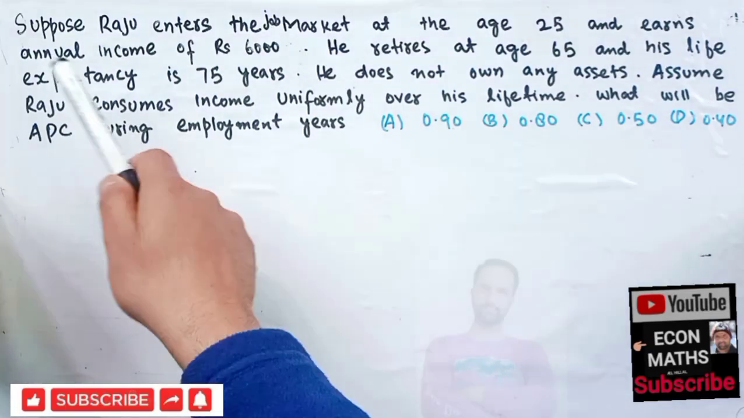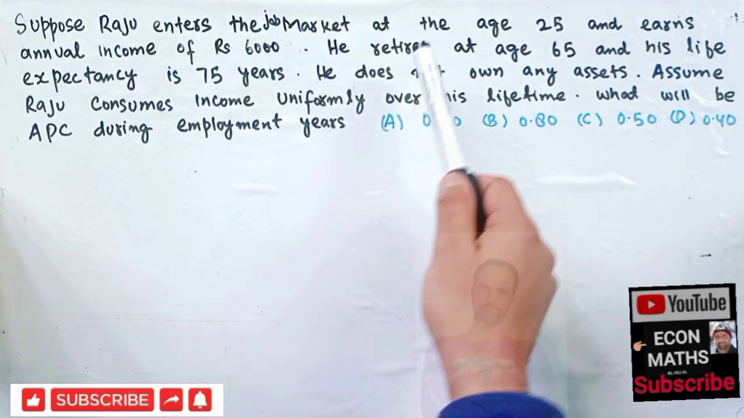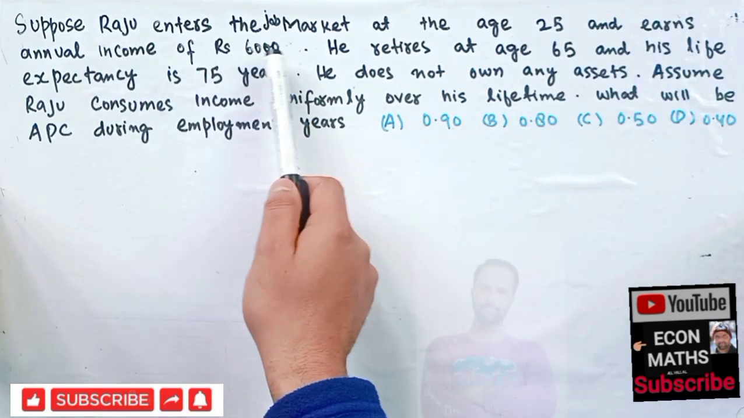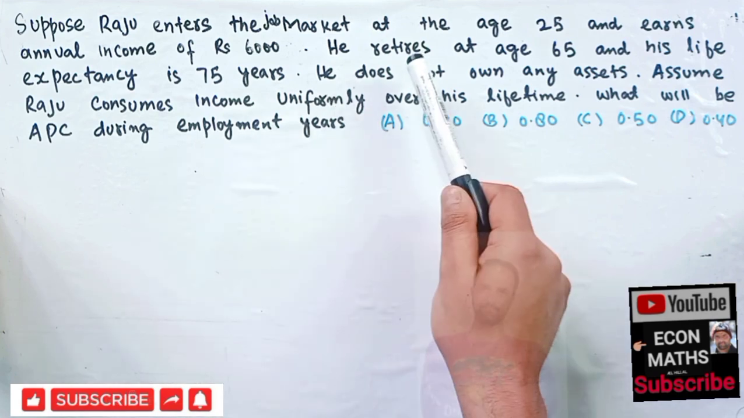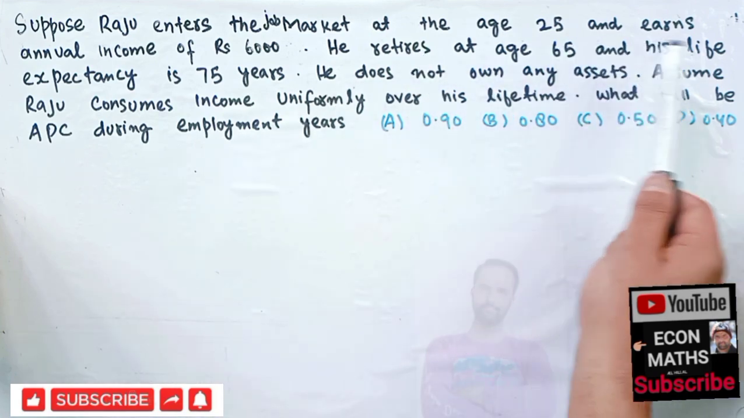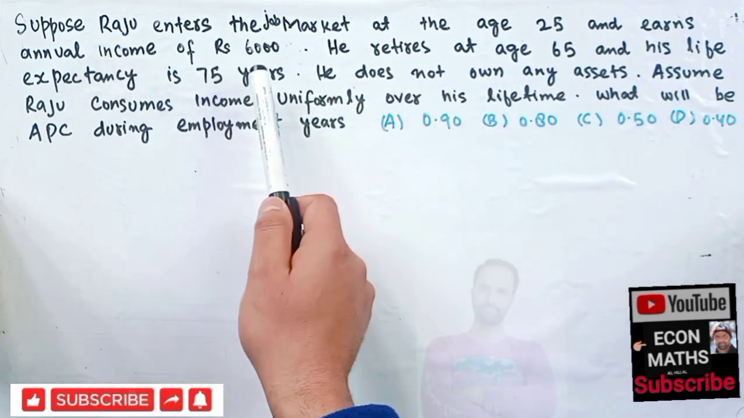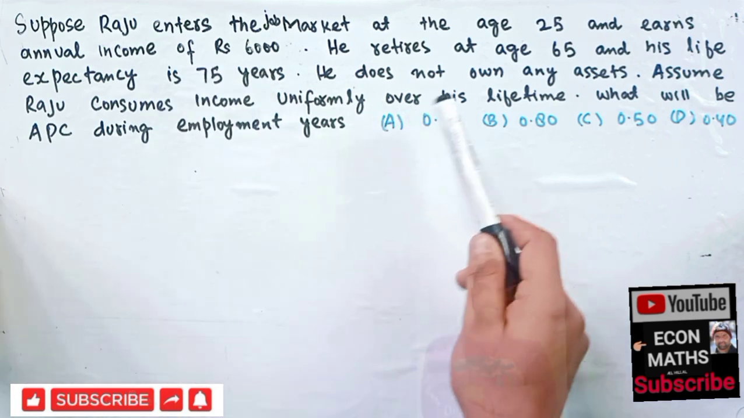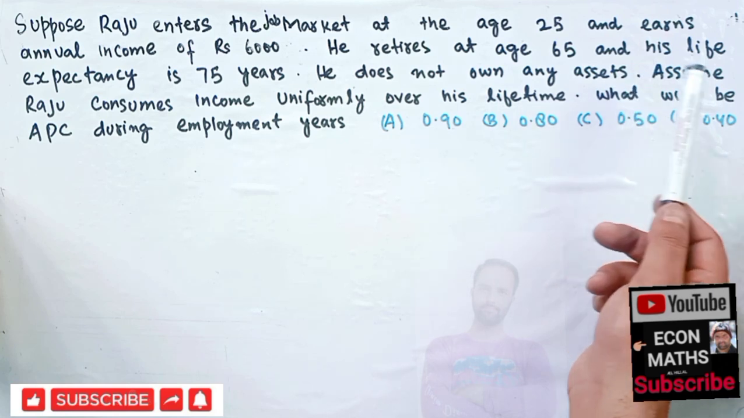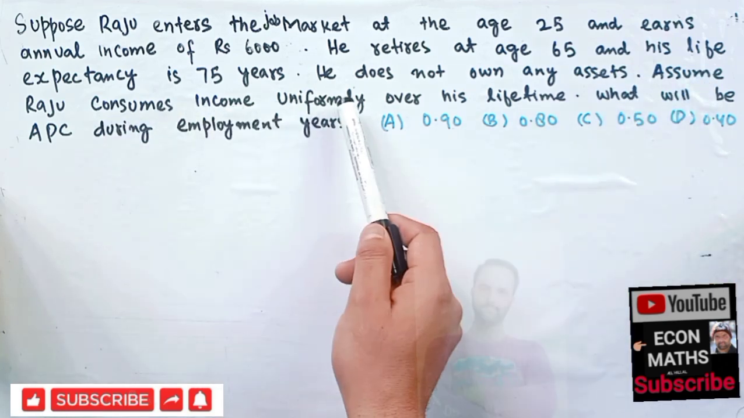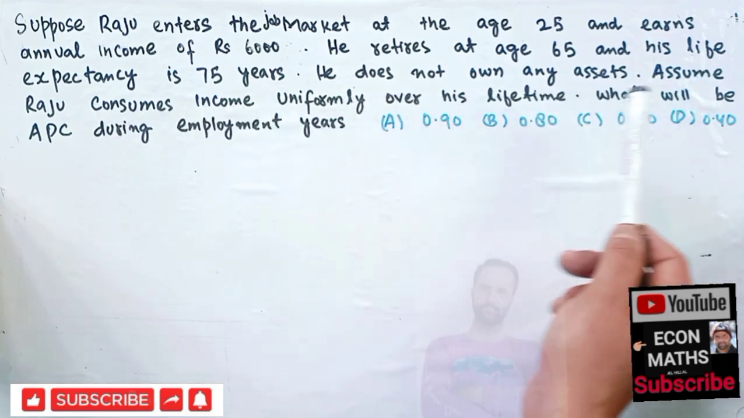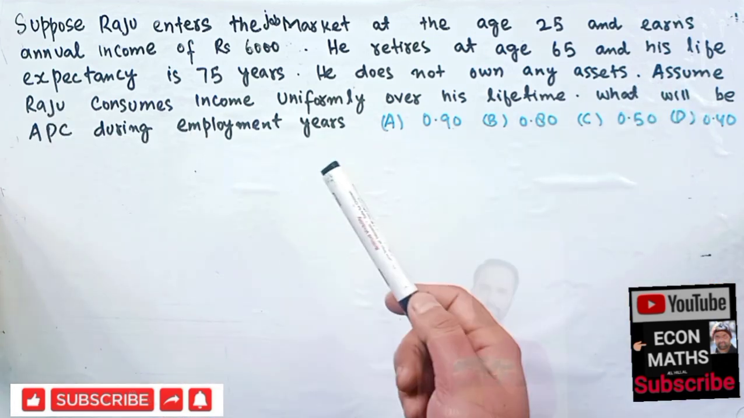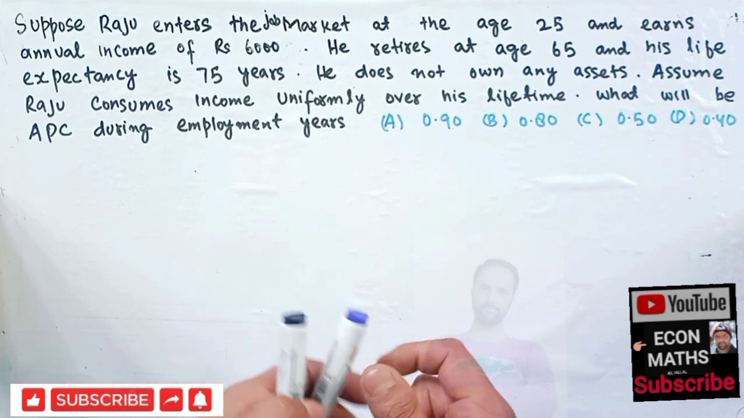Another question is, suppose Raju enters the job market at the age of 25 and earns annual income of 6,000 rupees. He retires at the age of 65 and his life expectancy is 75 years. That means he is supposed to die at the age of 75. He does not own any assets. Assume Raju consumes income uniformly over his entire lifetime. What will be the average propensity to consume during employment years? We need to find the average propensity to consume.